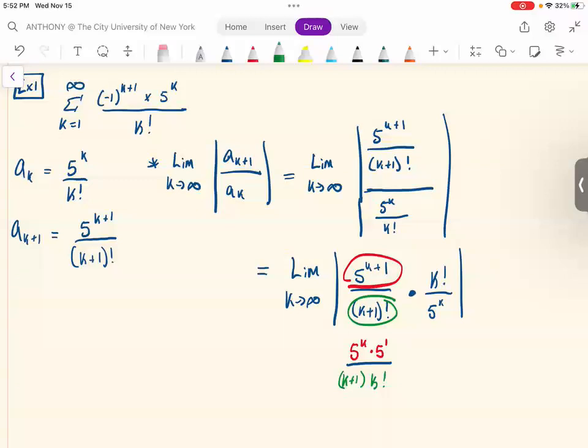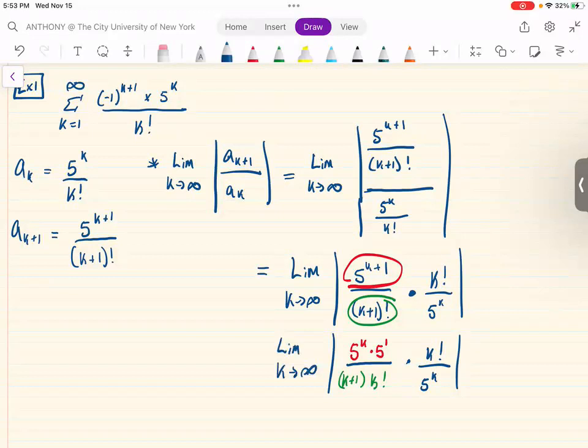So in general, if you see k plus 1 factorial, you pull out the k plus 1, you have k factorial remaining. Okay, now I'm just going to rewrite all the good stuff, the k factorial and the 5 to the k. And we're looking at the limit as k approaches infinity. So good things happen here.